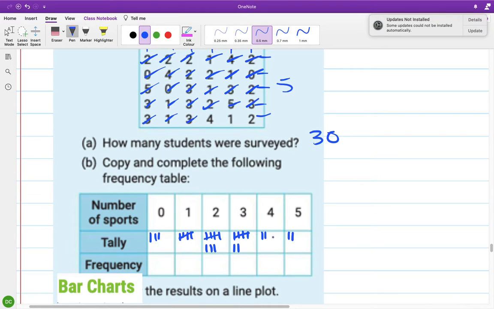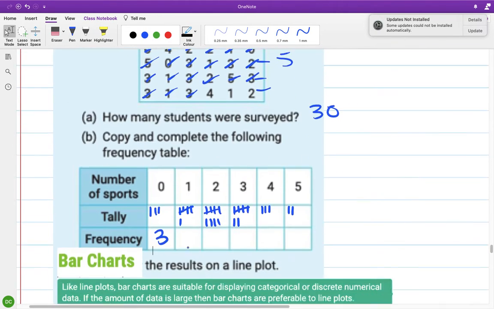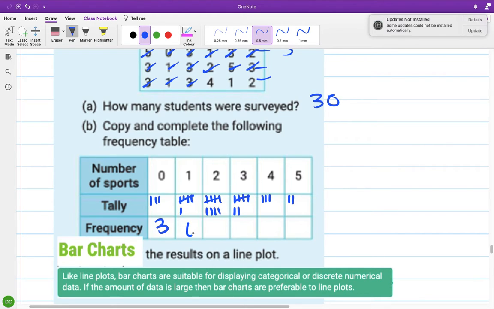And 4, 1, 2. So 4, 1, 2. Okay, so there's 3 who play no sports. 5 and 1 is 6 with 1 sport. That's 9. 7, 3, and 2 is 9, 9 is 18, 20, and 10 is 30. So that works.